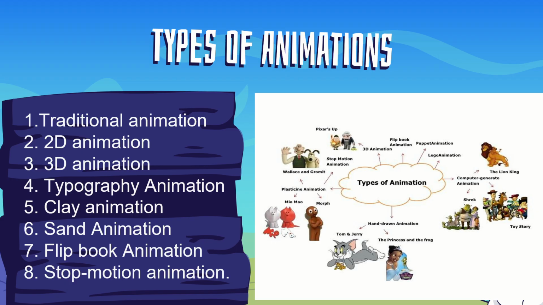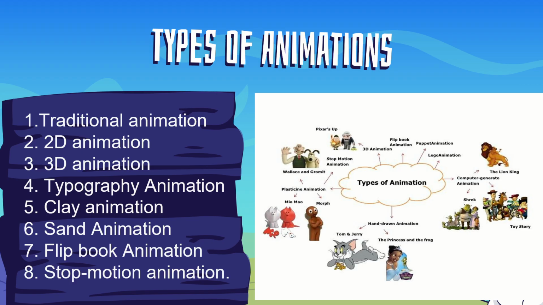The first one is traditional. That means hand-drawn. It is nothing but artists drawing each frame by hand. Think of a classic Disney movie like The Lion King. The second one is 2D animation. That means it is used in cartoons like Tom and Jerry.